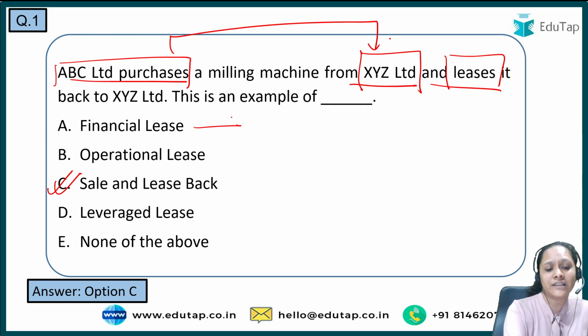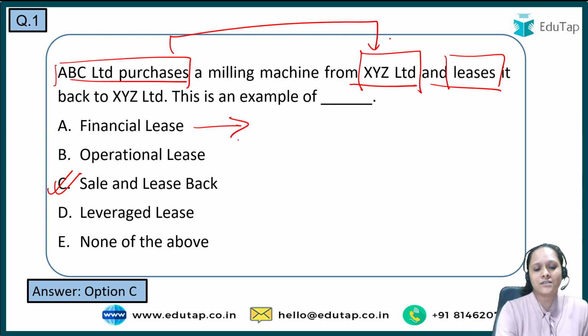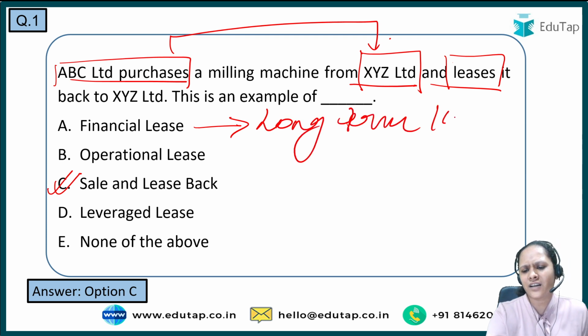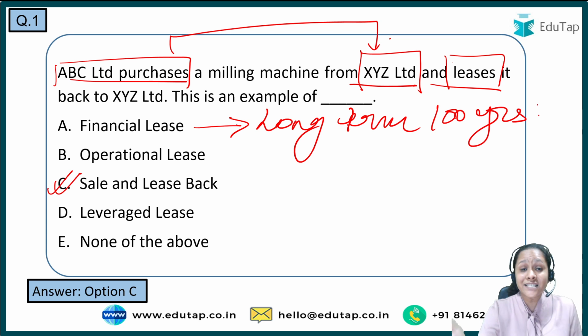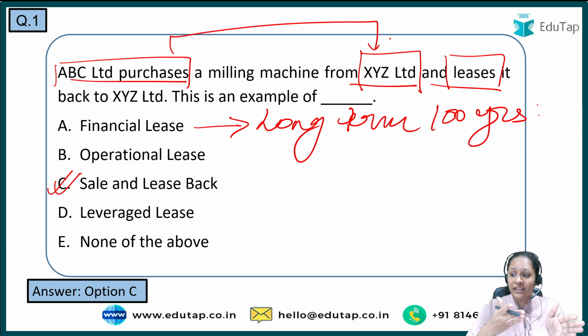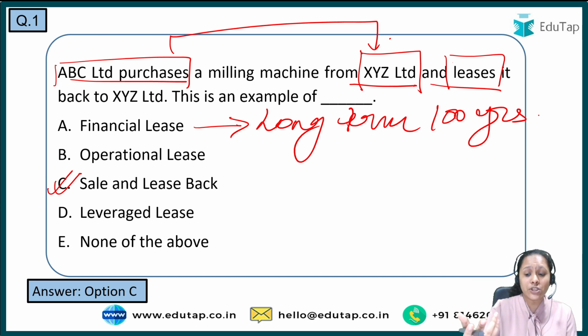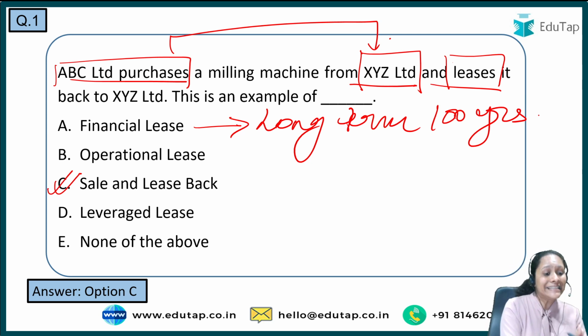What is a financial lease? Financial lease is nothing but a long-term lease. ठीक है, let's say 100 years के आसपास. इस केस में क्या होता है ना, during the period of leasing the asset is still owned by the lessor, but at the end of maturity period the asset is transferred, which means the ownership of the asset is transferred to the lessee. The second option is the operational lease.